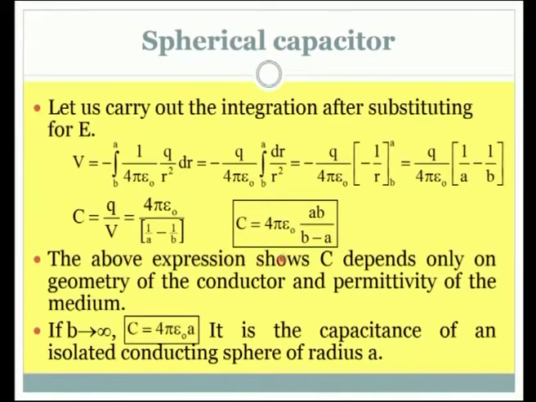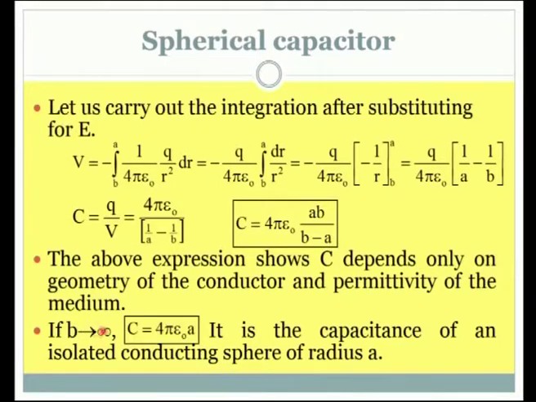The above expression shows C depends only on the geometry of the conductor and the permittivity of the medium. See, A and B are the radii, 4 pi is the numerical factor and epsilon is the permittivity. So, that is why originally it was mentioned the capacitance depends only on the geometry and the permittivity.